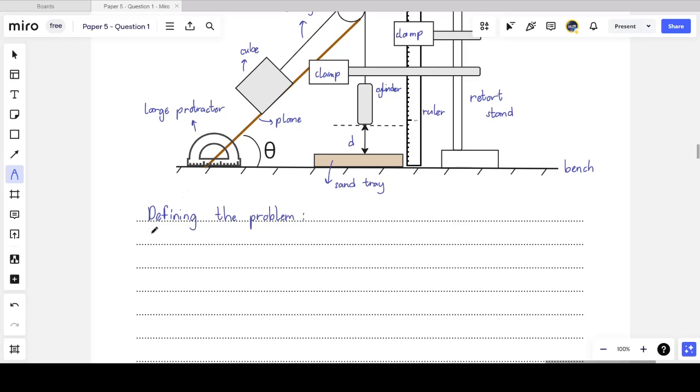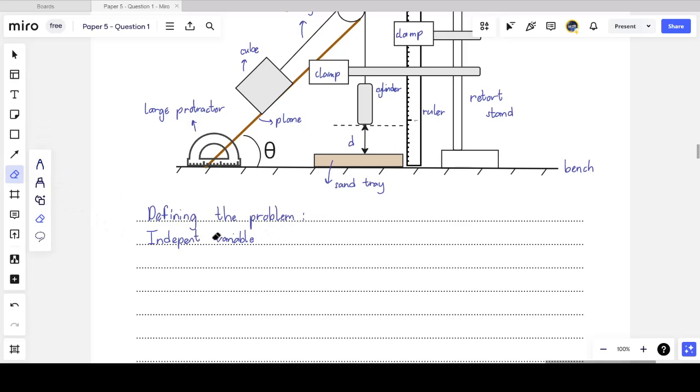Now, the independent variable is the thing that I'm changing, and the dependent variable is going to change because I'm changing something else. So what am I changing here? Well, I can change the angle theta. I can adjust the plane so that I have the angle theta that I want. I could make it 10-degree intervals.